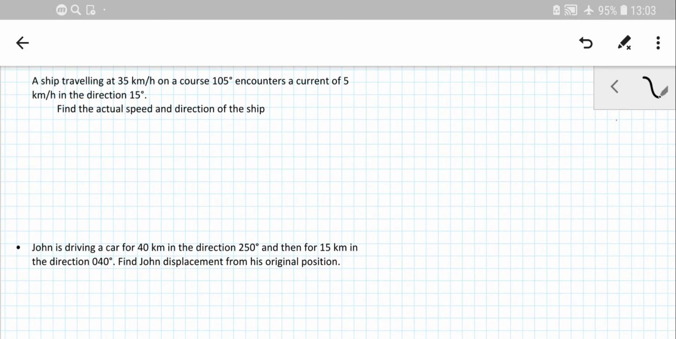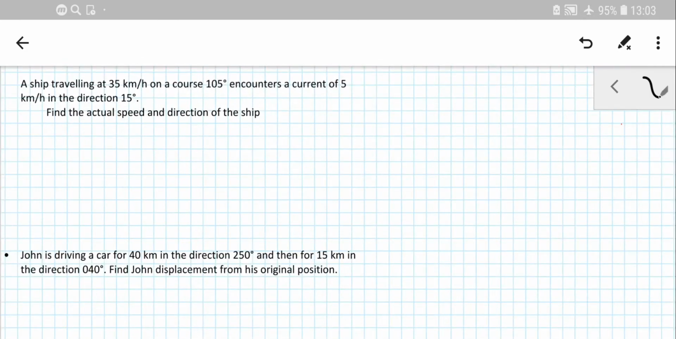We first set up the starting point where the ship is traveling, or just its current point. We set up the north direction from there. Let's say this is the north direction, from where we set up 35 kilometers per hour as a vector on course 105 degrees. This is 90 degrees, so I'm going to set up a bit more. I draw the 35 vector pretty long, like that.